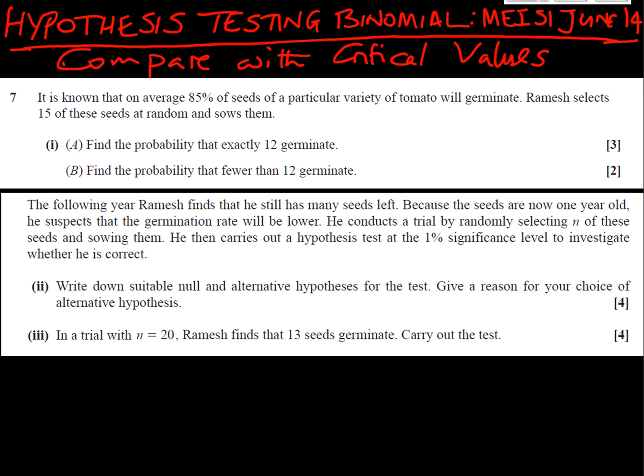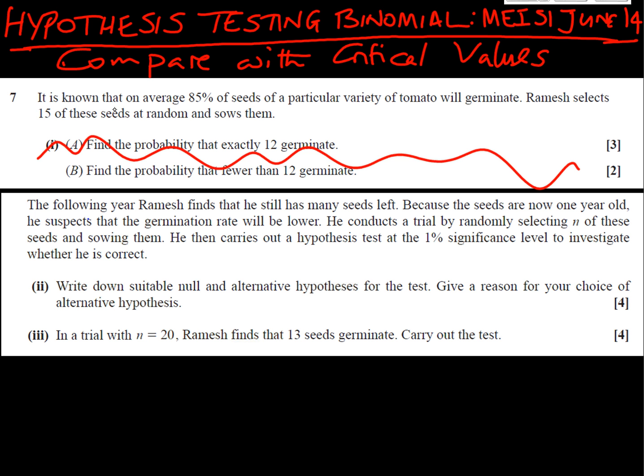Okay then. Hello, this is a demonstration of hypothesis testing and the binomial distribution for the MEI S1 spec syllabus, and using June 2014 question 3 as an example. And I'm going to use the method of comparing the critical values here rather than comparing the probabilities. I'm not going to do this first section here, part 1, because that's a general binomial question. So we'll go straight on to the second part.